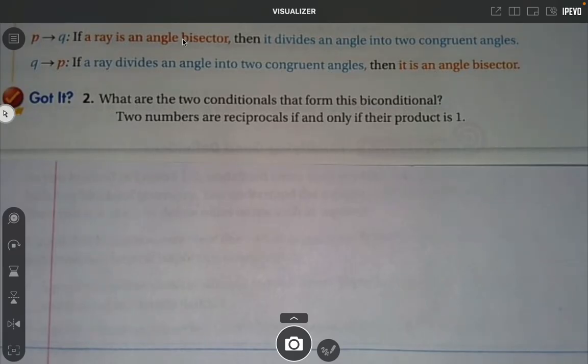If two numbers are reciprocals, then their product is 1. Okay, what's the other one? If two numbers' product is 1, then they are reciprocal. Very good. Okay, and it says, what are the two conditionals that form this? So you can tell if you're going from if and only if, you're going to write the if-then.